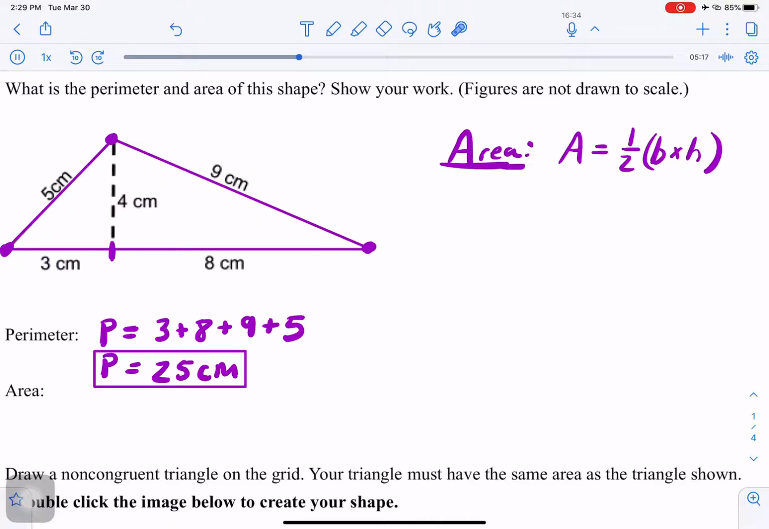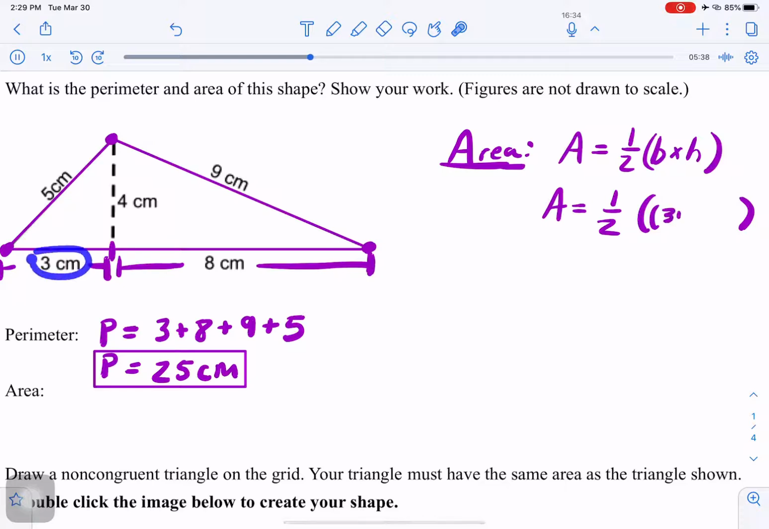And then now I can go ahead and add my numbers in. I know half of the base times the height will be this next step. Now the tricky part is that this is broken up into two parts. So we can go ahead and either add a second set of parentheses and say this is 3 plus 8 times our height of 4.